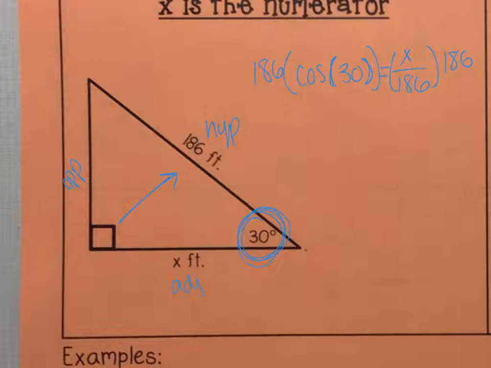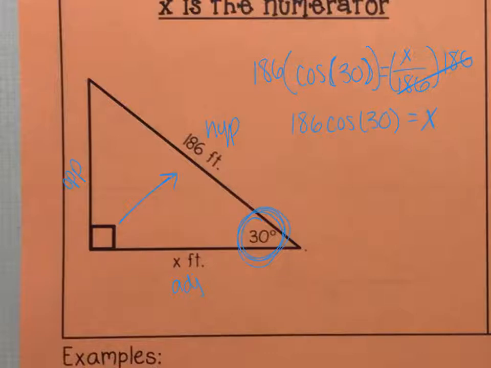All right, on the left side of my equation, I'm going to bring it down. So I've got 186 times cosine of 30 equals, and dividing by 186 and multiplying by 186 cancel each other out, right? So what am I left with on the other side? Just an x. Very good.